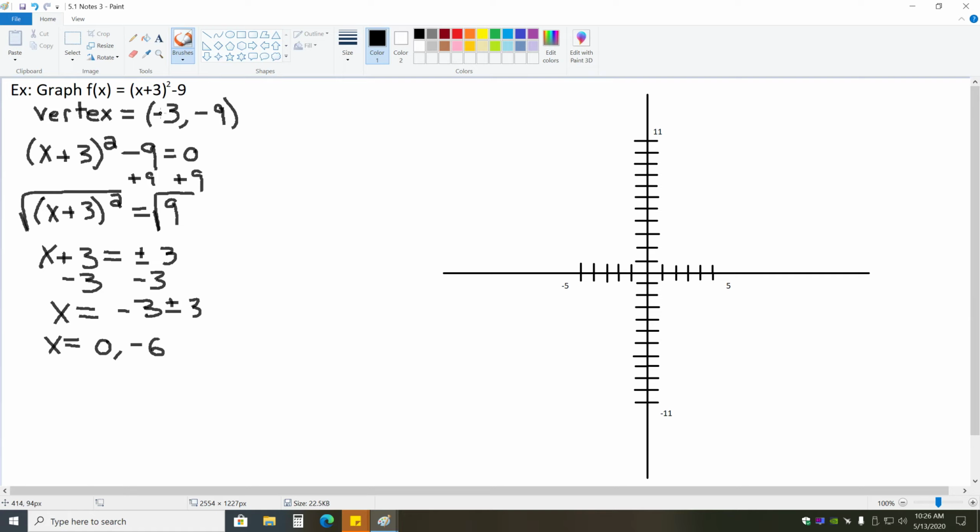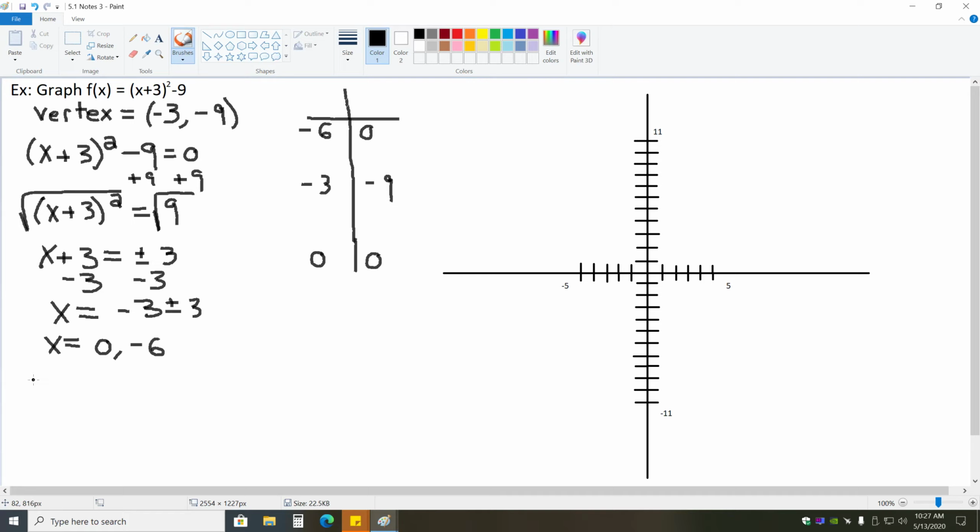So right now we have the point negative 3, negative 9, which we'll put in the center of our table because that's our vertex. We have the point 0, 0, because this is an x-intercept. The y value is always going to be 0. And then we have the point negative 6, 0. So now we just need 2 more points to complete our 5 points, 2 on each side of the vertex.